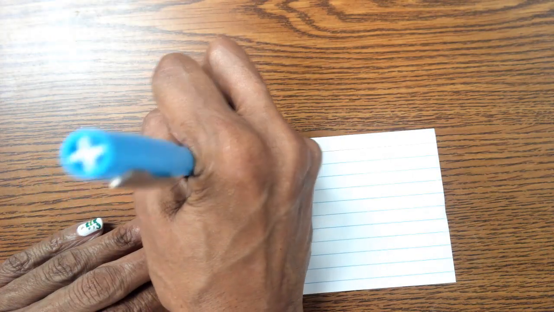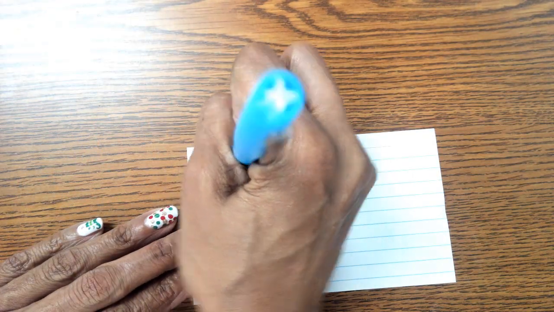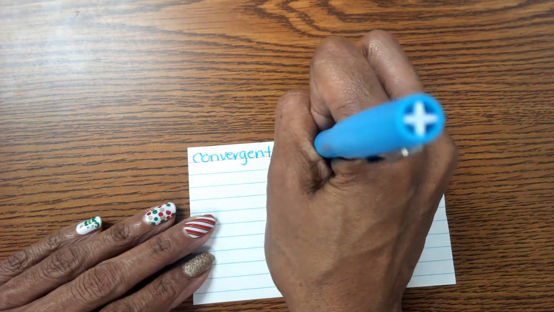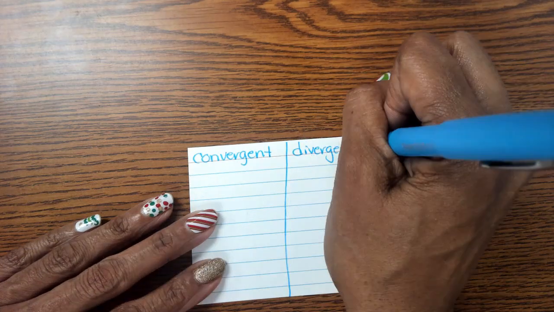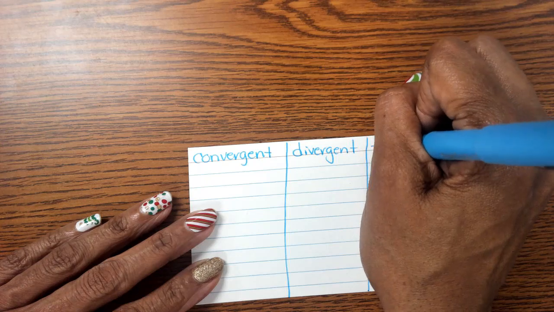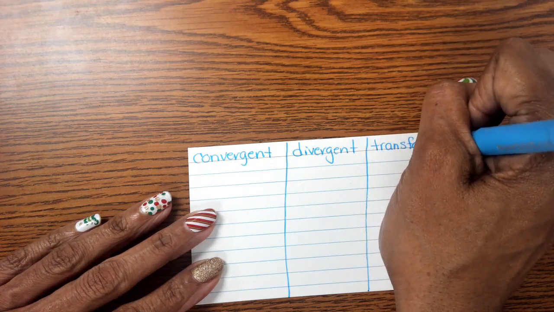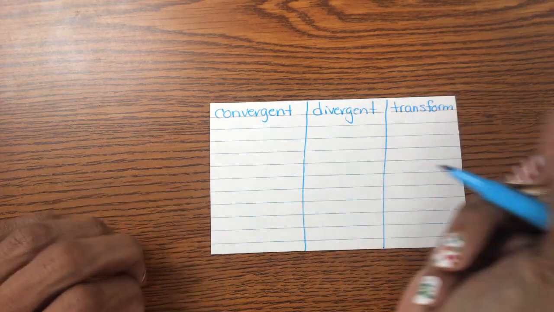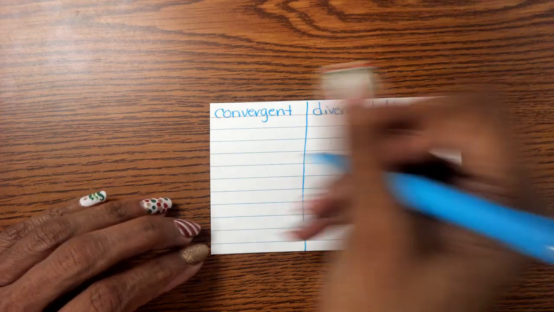Okay, so for my plate tectonics brain dump, I know that there are three types of plate boundaries: convergent, divergent, and transform. So that's what I'm going to start with. So I'm going to say convergent. Then there's divergent. And then there's transform. And then from there, I'm going to divide it up into threes.